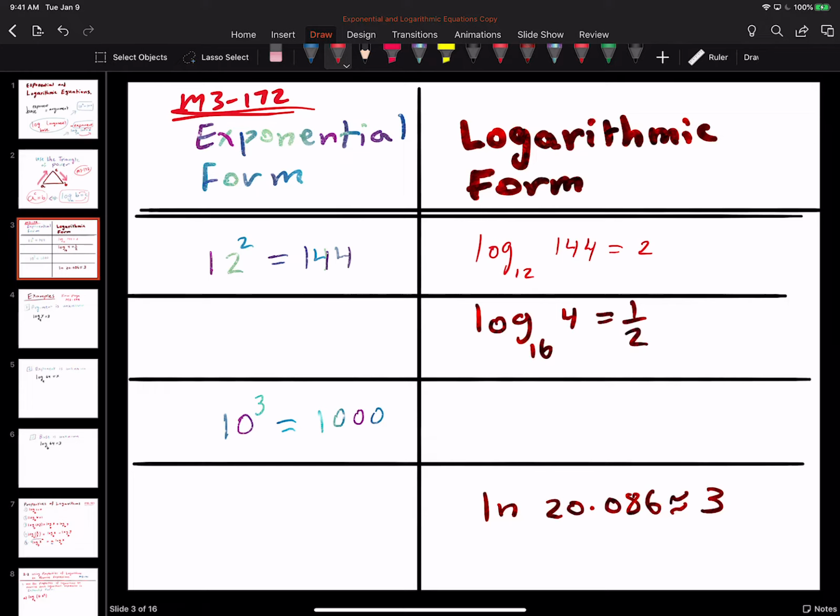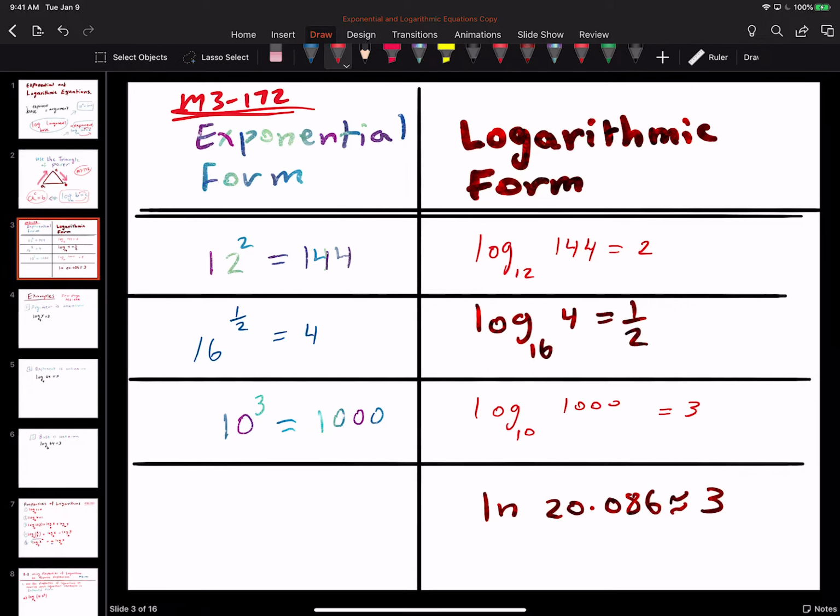Let's go backwards from log 4 base 16 equals half. To write this, we write 16, which is the base, to the power half, that means square root, equals the argument, which is 4. The third one is going from 10 to the power 3 equals 1000, writing it as a log. So we start with log, the base is 10, and the exponent is 3.